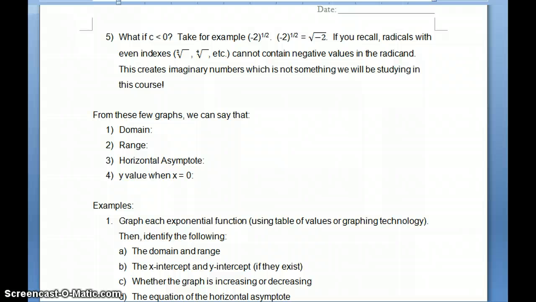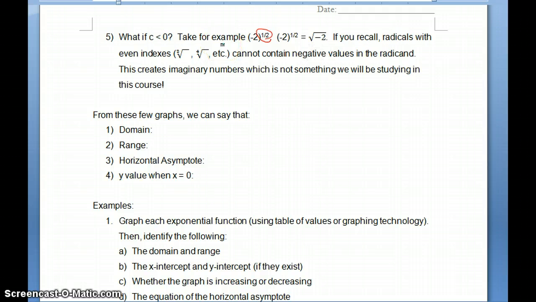So what if c is less than 0? We're going to take, for example, -2 to the power of 1/2. Ladies, you will need to make this adjustment in your notes. I apologize, I didn't notice this until after I printed them out, so make sure you change this to 1/2, or else that example is not going to make any sense, okay?